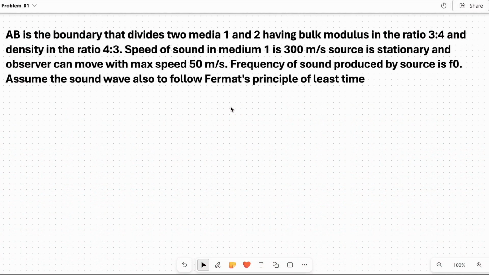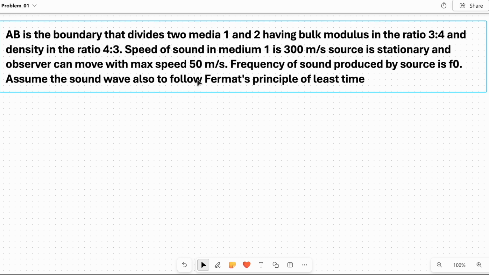Today I'm here with another interesting problem in physics, and this problem has a very special solution which applies Snell's law not to light but to sound. So here we can see the problem on our screen.